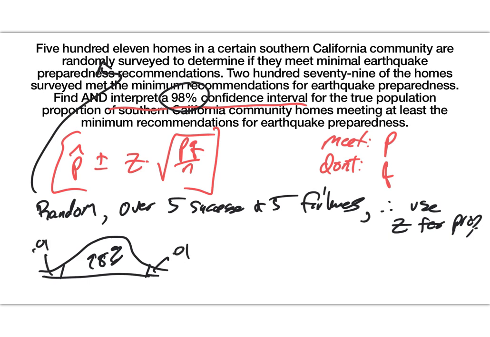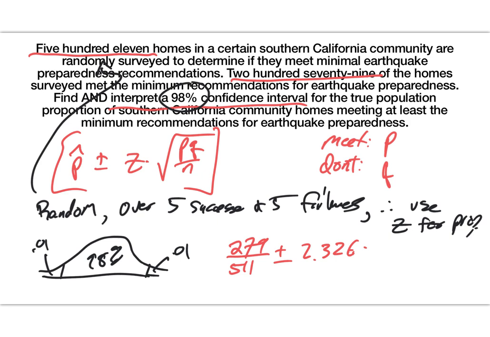So if I do that in the normal applet, I'm going to start plugging in numbers into my formula now. P hat will be 279 homes out of the 511 plus or minus 2.326. And that number came from the applet where I put it in. I put in 0.01 and I had greater than, so it gave me this little tail area. That will be my 98% confidence interval Z value.